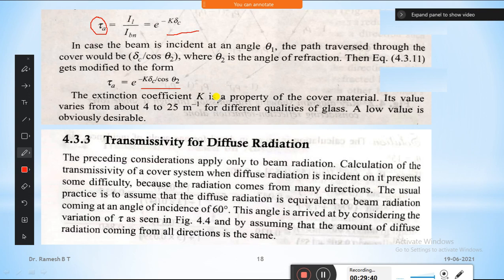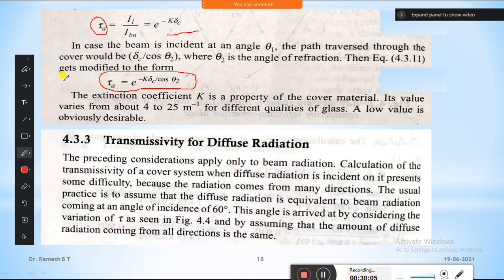The K value generally varies from 4 to 25 per meter for the different qualities of glass. It means we are using different qualities of glass for the cover. Is it clear? So you have to remember this equation.